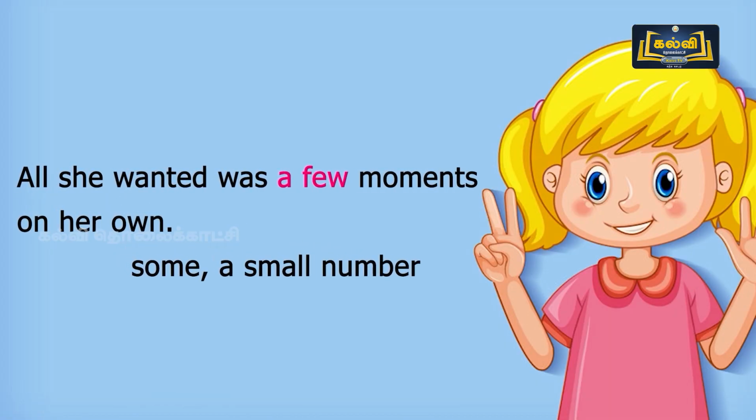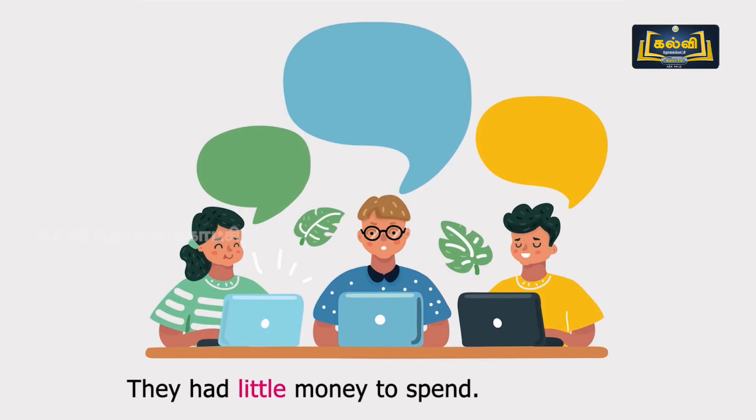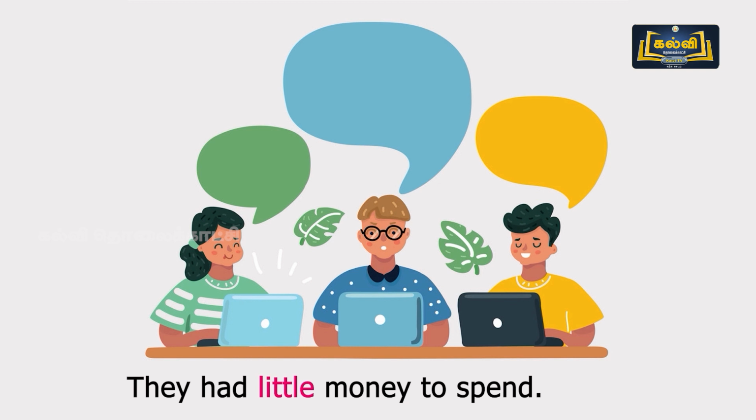For example, all she wanted was a few moments on her own. Here, a few refers to some. She saves a little money every month. Here, a little represents some. They had little money to spend. Here, little denotes nothing and gives a negative meaning. Have you got any money? Yes, a little. It gives the meaning that you have some money. No, very little. Then it gives a negative meaning.